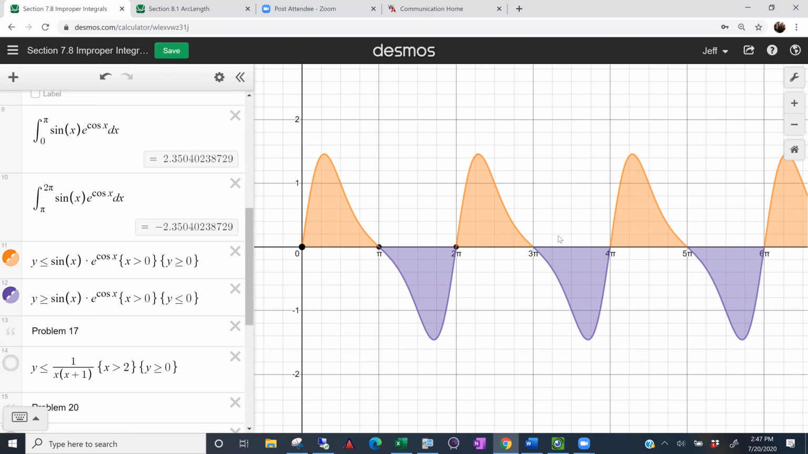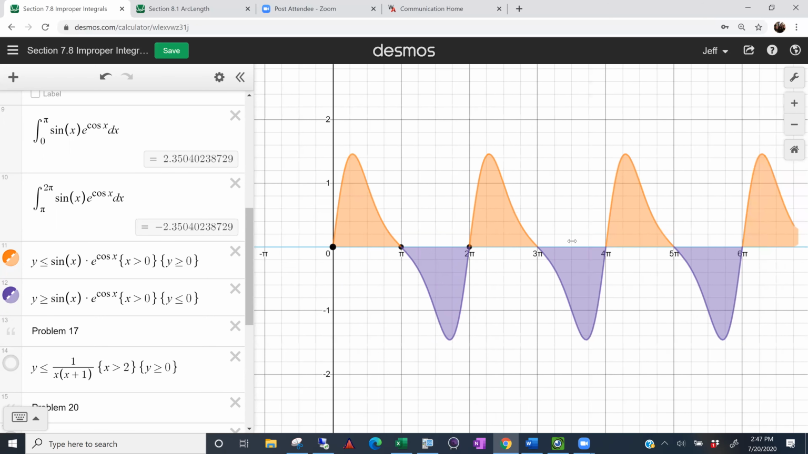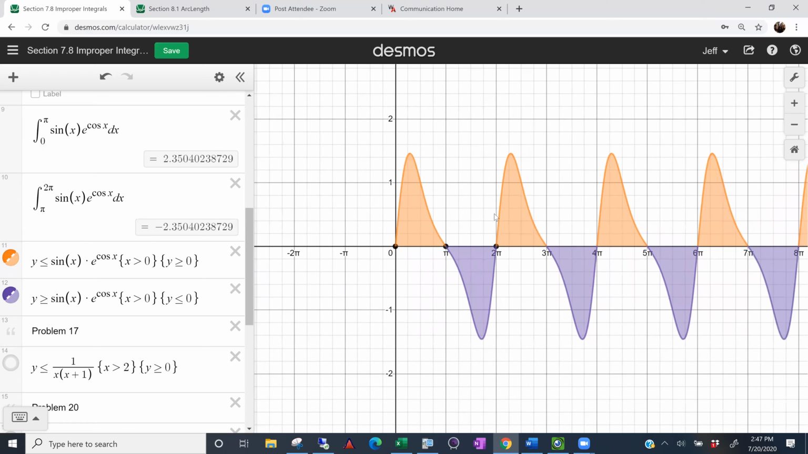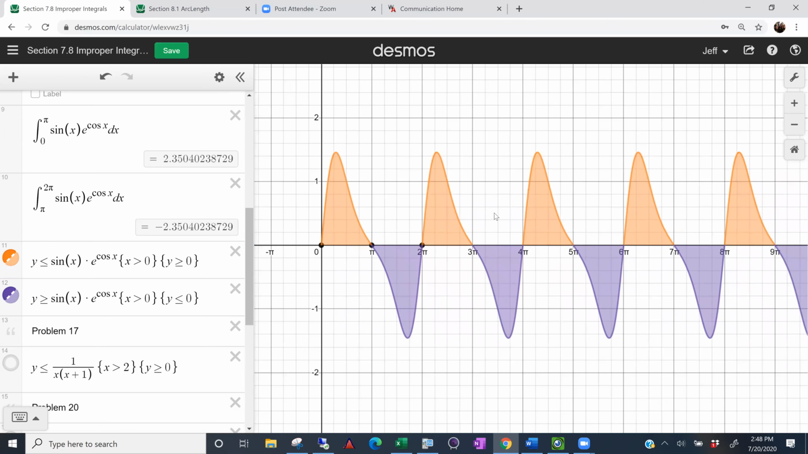Well, what's going to happen if you try and find the area going all the way out to infinity? Are you going to get anything? Positive, negative, positive, negative, you know. Wouldn't it just be 0? Maybe, maybe not. Don't know. We're going to have to look.